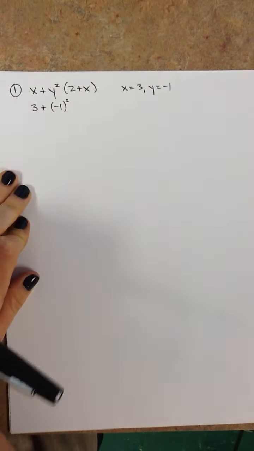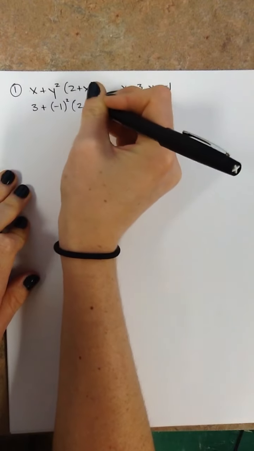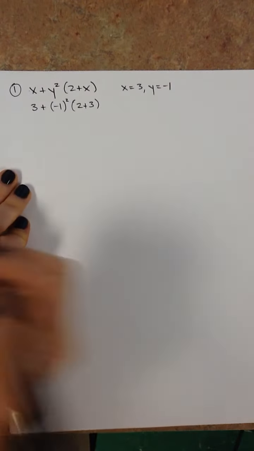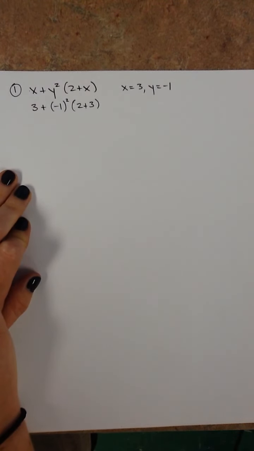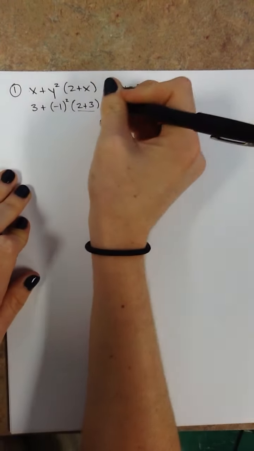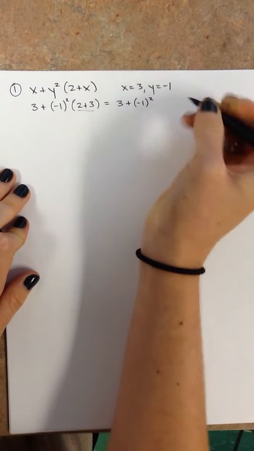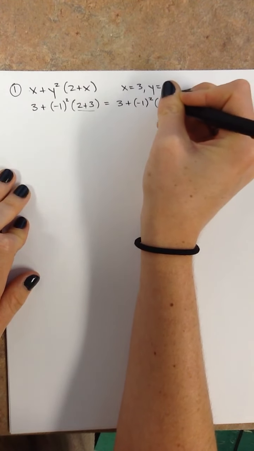Anytime you plug something into an exponent, you want to put parentheses around it. And then 2 plus 3 for x. Follow the order of operations. First, look inside any sets of parentheses. We've got one right here. So this equals 3 plus -1 squared, and inside the parentheses, 2 plus 3 is 5.